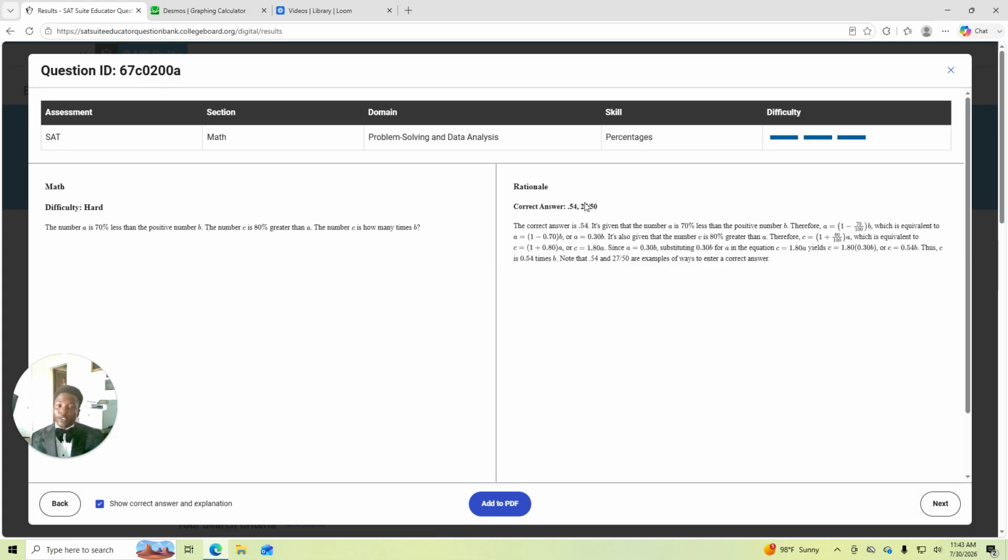I hope you understand how useful Desmos can be with solving these tricky types of problems on the SAT. I hope you do great on your August SAT, and I hope you crush this. And I hope you get a good understanding of percentages as well.